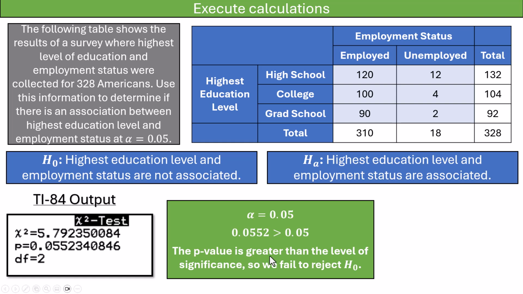So I say the p-value is greater than the level of significance, so we are not going to reject our null hypothesis. The claim here that the highest education level and employment status are not associated, we didn't have enough evidence to reject that claim.